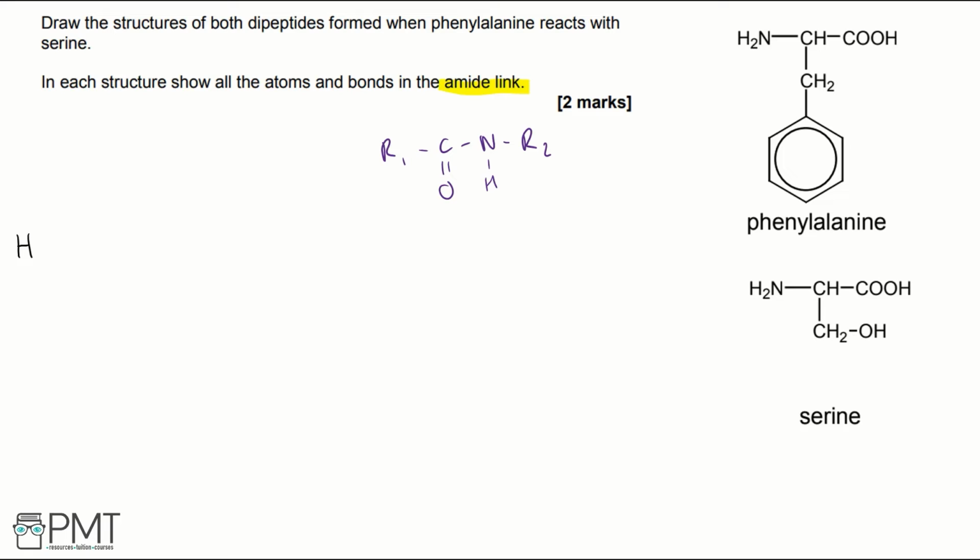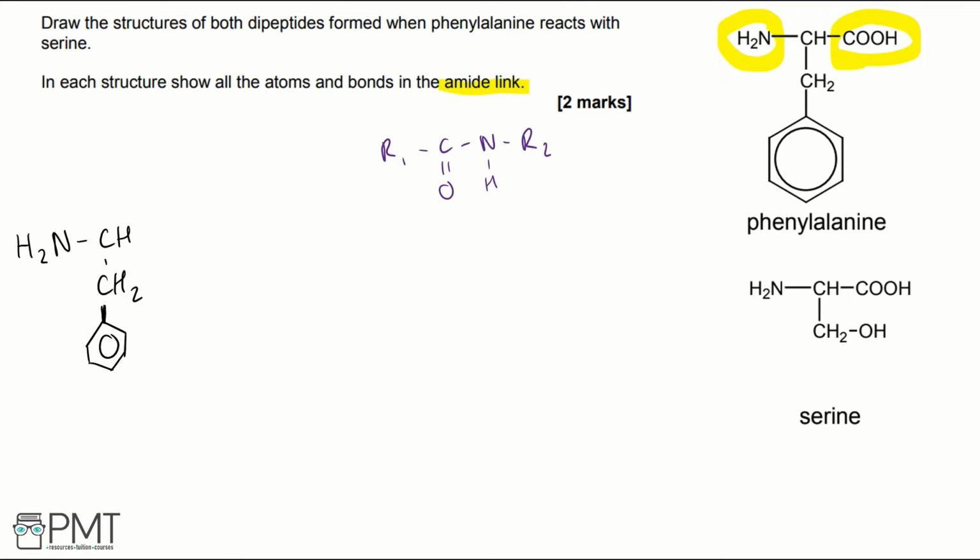There's going to be 2 because we can either go straight along and form the amide link where the COOH is the C double bond O, or we can flip around and have the NH2 as the NH. So this is how we're going to approach the 2 different dipeptides. So keeping the structure as we're shown in the data book first, if we draw out phenylalanine, and then we can form its peptide with serine.